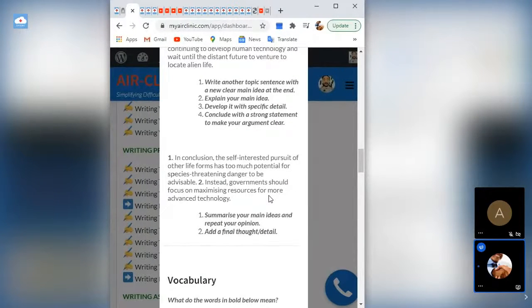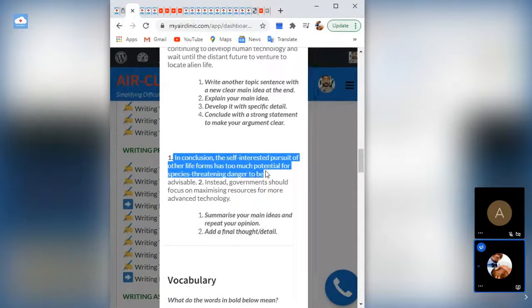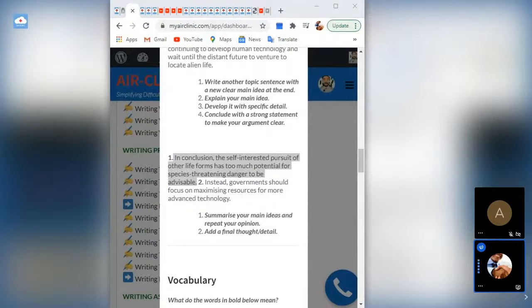That's essentially what this guy was doing. So he now said, in conclusion, the self-interested pursuit of other life forms has too much potential for species threatening danger to be advisable. Instead, governments should focus more on maximizing resources for more advanced technology. You can see how it goes here. So it's as simple as that.